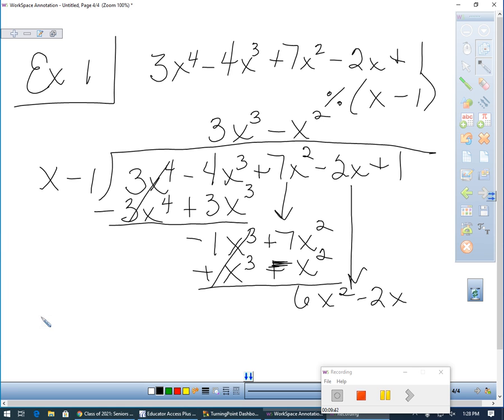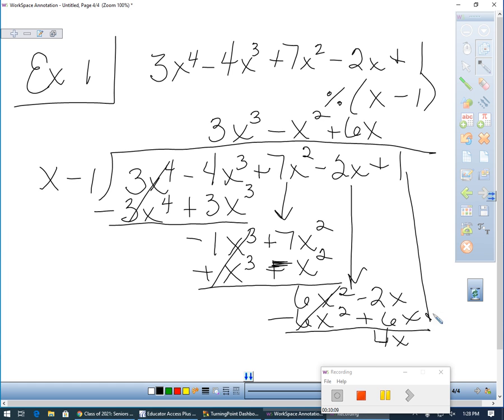What times x gives me 6x squared? 6x. 6x times x is 6x squared. 6x times negative 1 is negative 6x. Draw my line. Change my signs. 6x squareds cancel out. Negative 2x plus 6x is 4x. Bring down plus 1. What times x gives you 4x? 4.